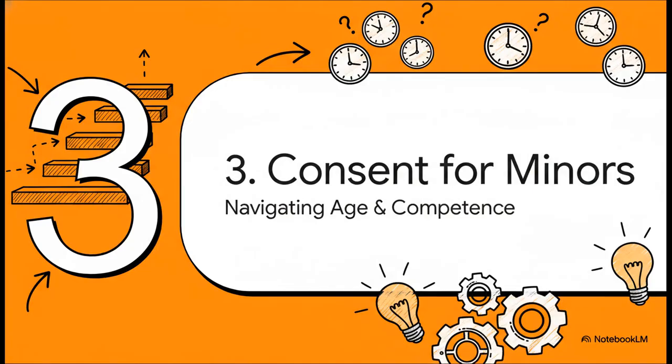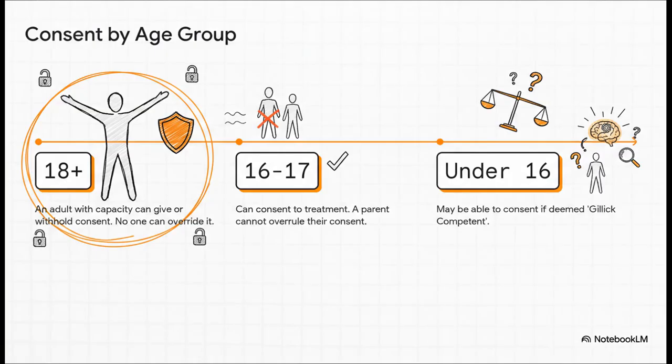Okay, now for a really critical area, especially for exams, how consent works for patients under 18. This can feel a bit tricky because the rules are tiered by both their age and their level of competence. This timeline lays it out perfectly. Once a patient is 18, their autonomy is absolute. No one can override their decision. For 16 and 17-year-olds, they can consent to their own treatment, and here's the key part. A parent cannot overrule them. But it's for those under 16 where things get a bit more complex, and we have to assess their competence.